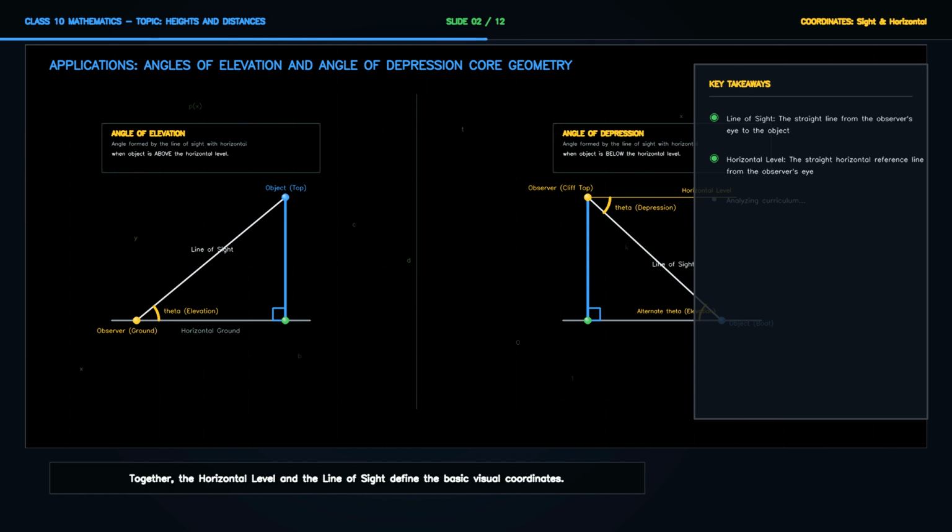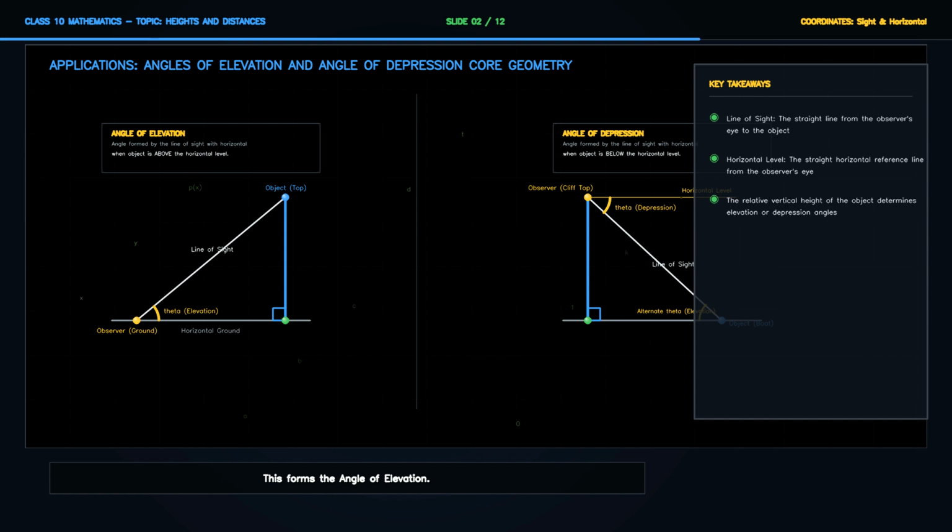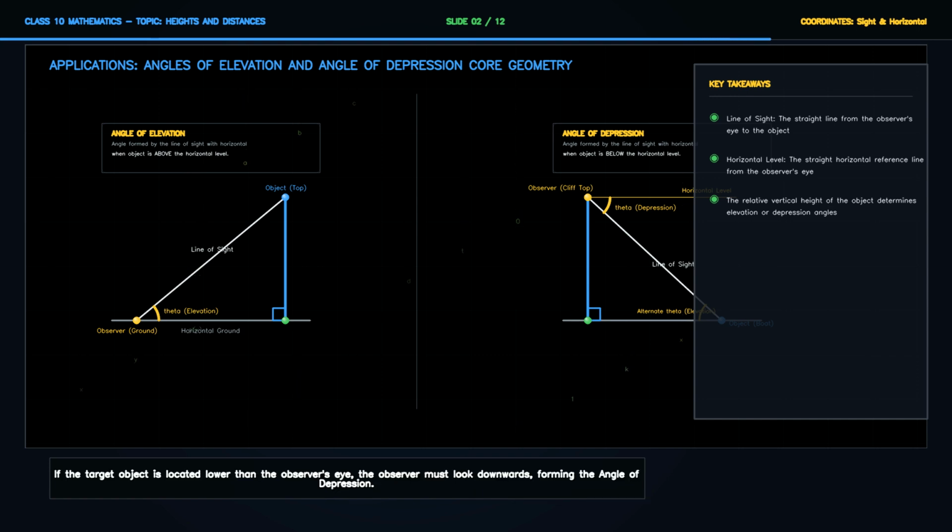If the target object is located higher than the observer's eye, the observer must look upwards. This forms the angle of elevation. If the target object is located lower than the observer's eye, the observer must look downwards, forming the angle of depression. Understanding these two simple lines, the line of sight and the horizontal reference level, is the key to unlocking all heights and distances word problems and constructing accurate right-angled triangles.